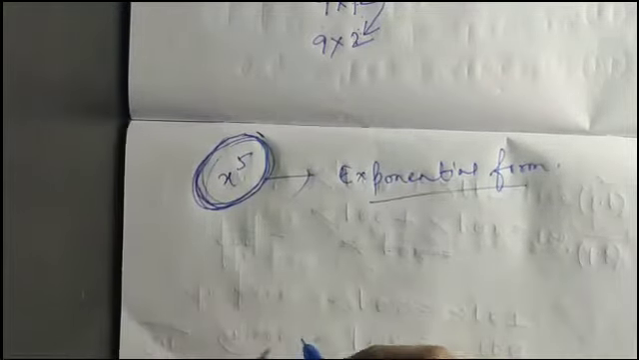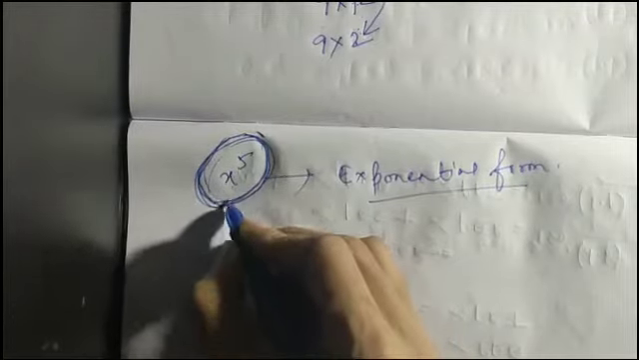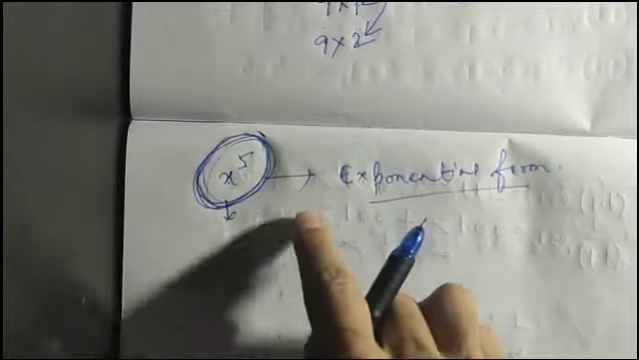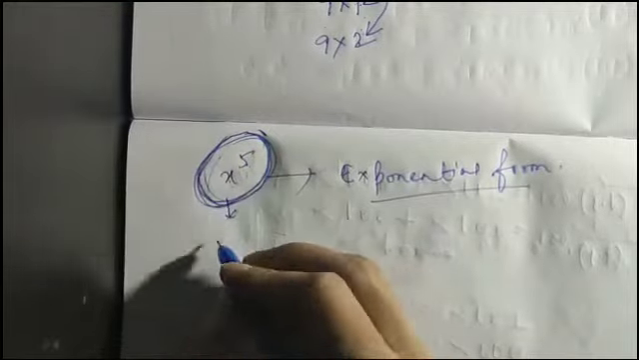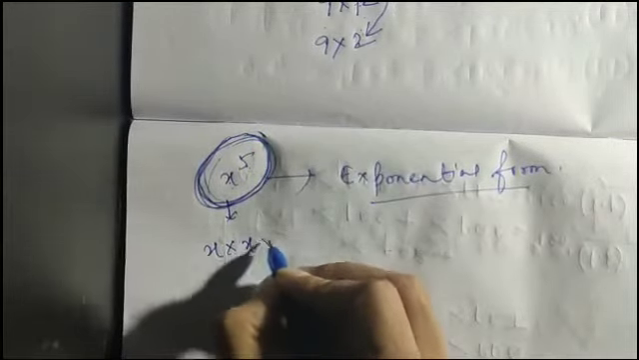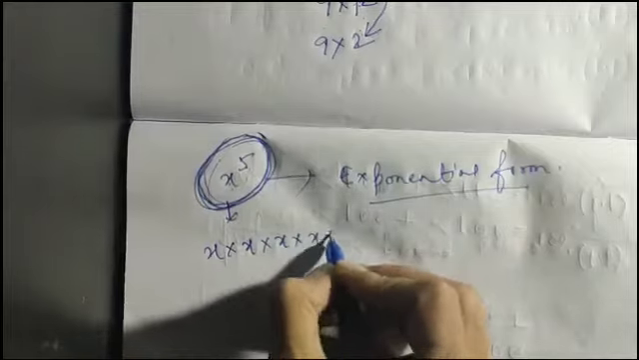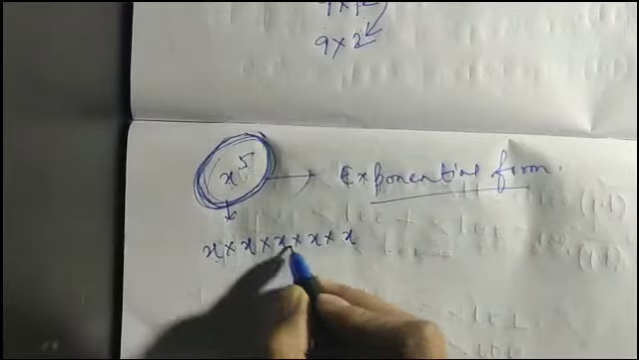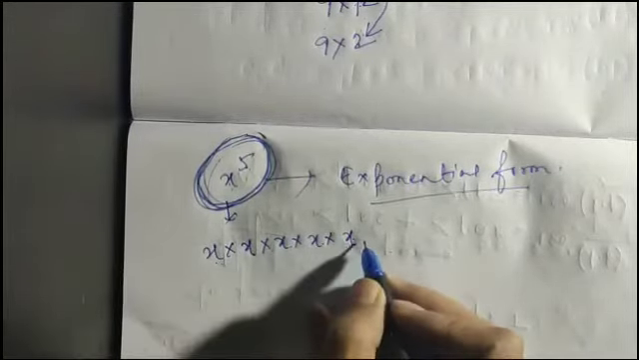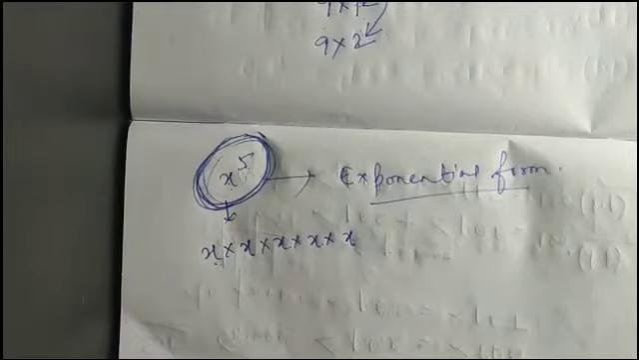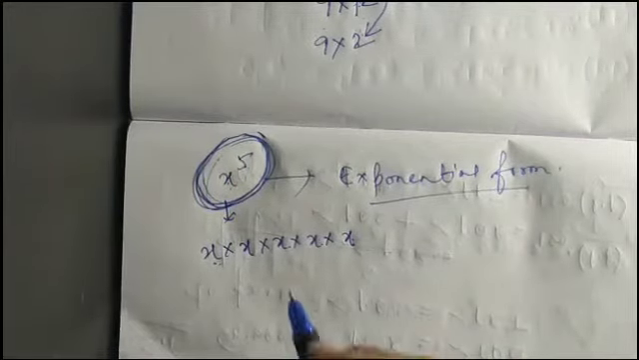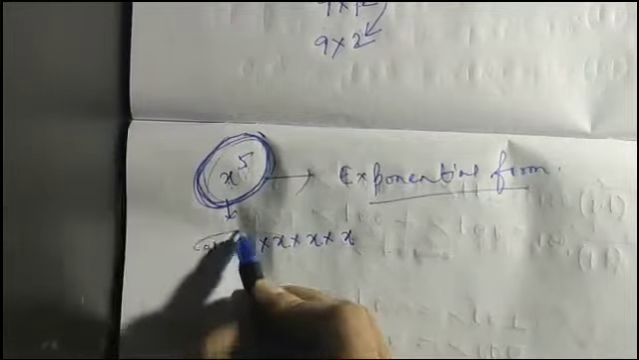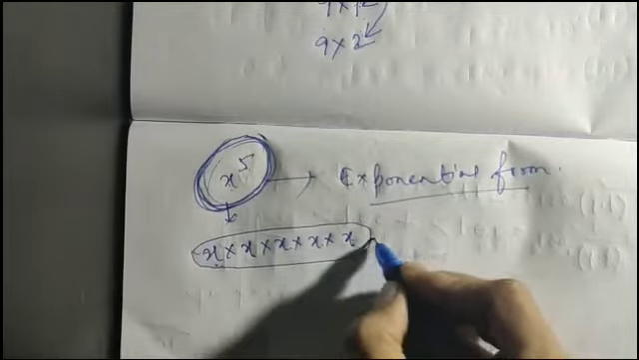But this same thing, x power 5, means what? X power 5 means x into x into x into x into x, 5 times. 5 times x is multiplied, x to the power 5. That means x into x into x into x into x. 5 times x is there. 5 times x is multiplied, right, to each other. So this form of writing is called product form.